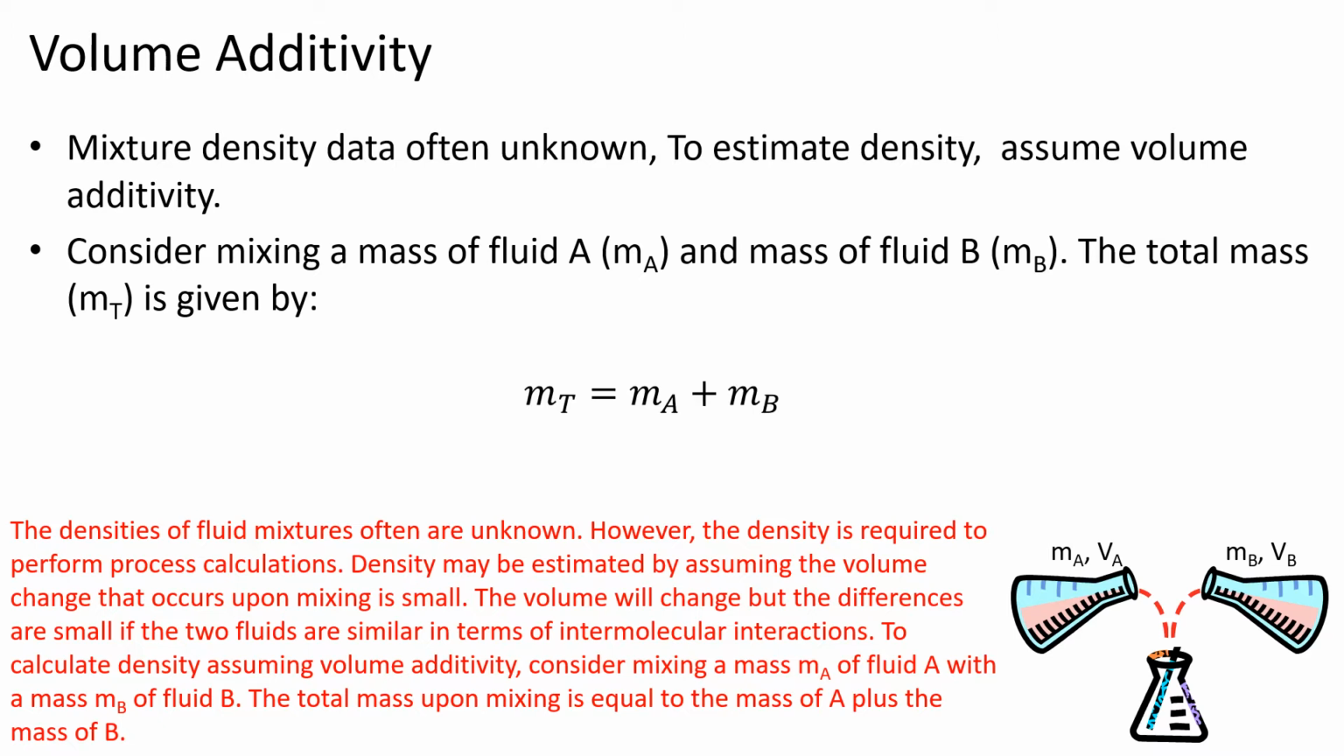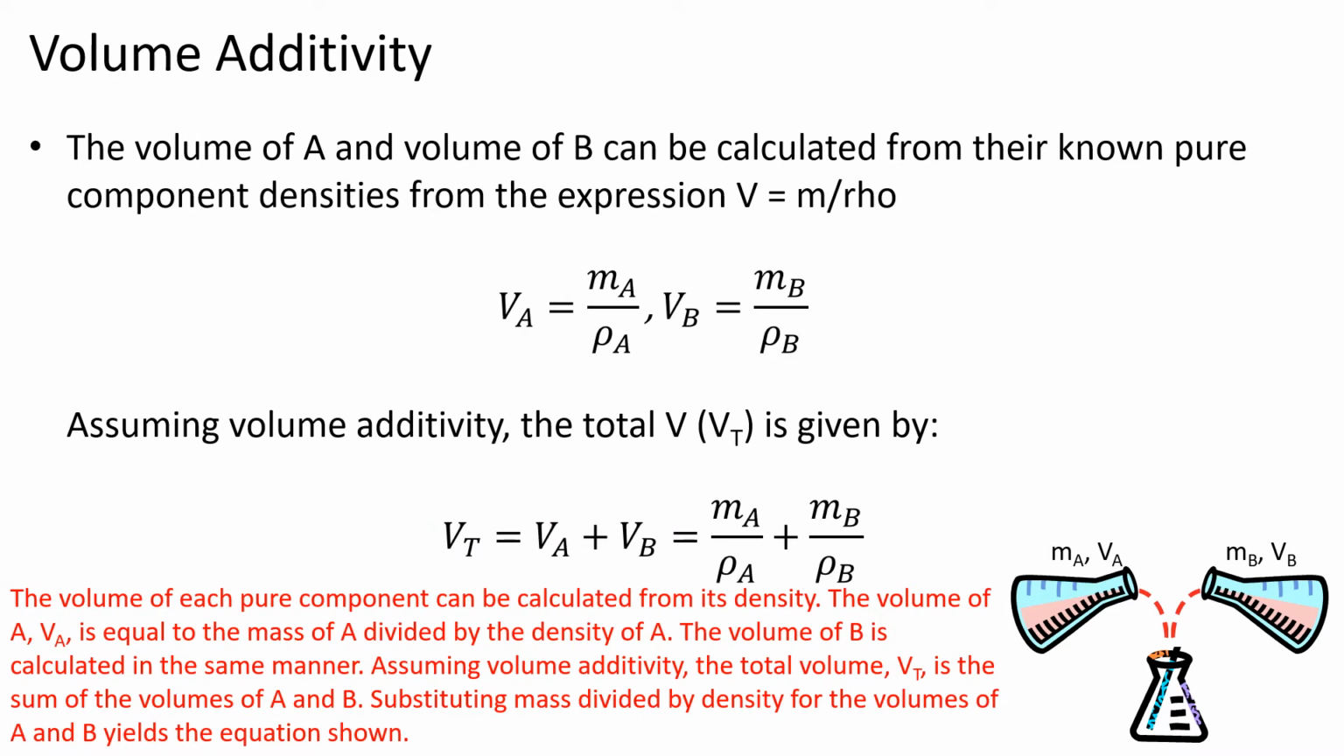To calculate density assuming volume additivity, consider mixing a mass m sub A of fluid A with a mass m sub B of fluid B. The total mass upon mixing is equal to the mass of A plus the mass of B. The volume of each pure component can be calculated from its density. The volume of A, V sub A, is equal to the mass of A divided by the density of A. The volume of B is calculated in the same manner.